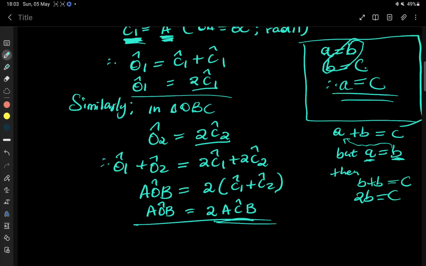Stay tuned for more theorems. We are going to prove cyclic quad, we are going to prove tan chord, and also the line from the center of the circle.